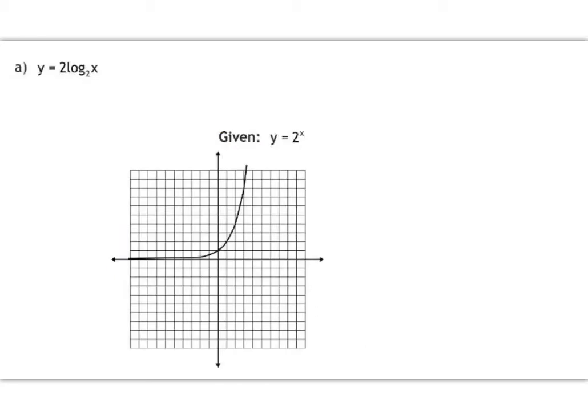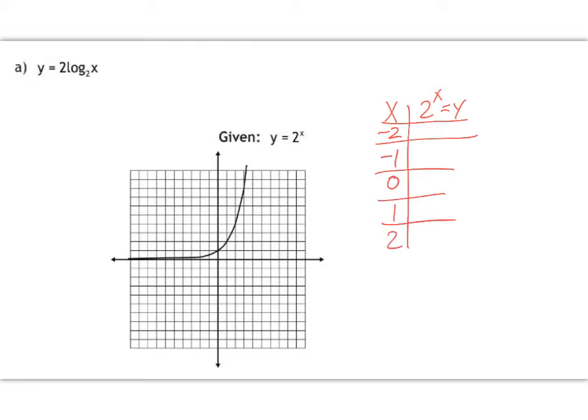All right, we're asking for 2 times log base 2 of x. The first thing I'm going to do is to make my x and 2 to the x equals y table. Because I'm going to switch things around for the log just to kind of make sense of that. So here I'm going to go from, let's say, negative 2, negative 1, 0, 1, and 2. That becomes 1/4, 1/2, 1, 2, and 4. And those are the points that are on the graph that were given already. We've also got an asymptote at y equals 0.